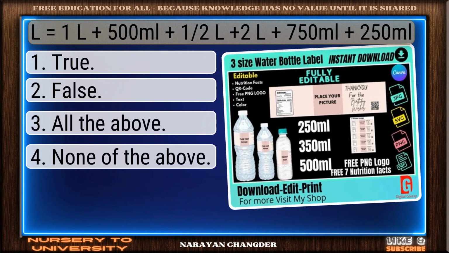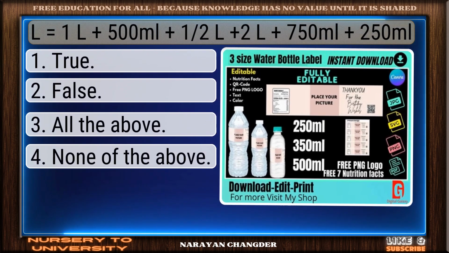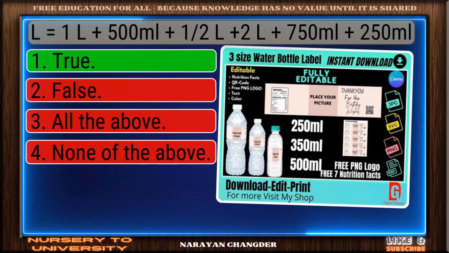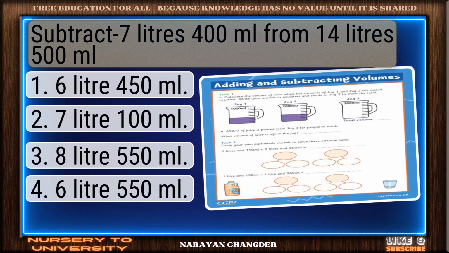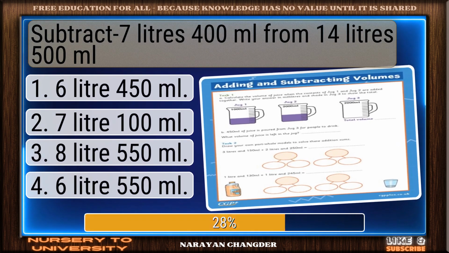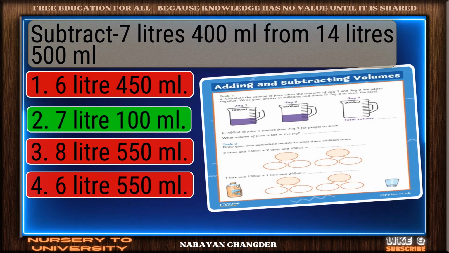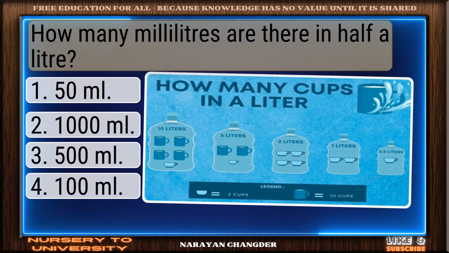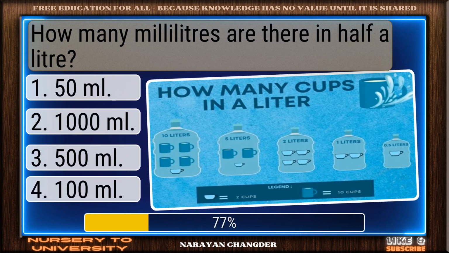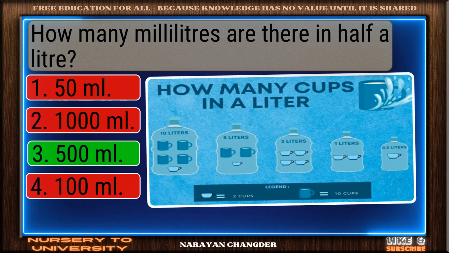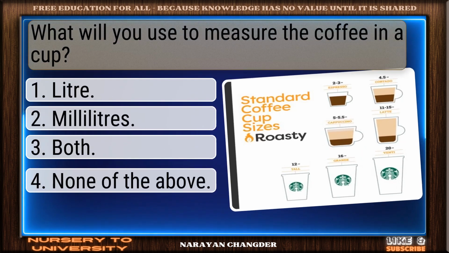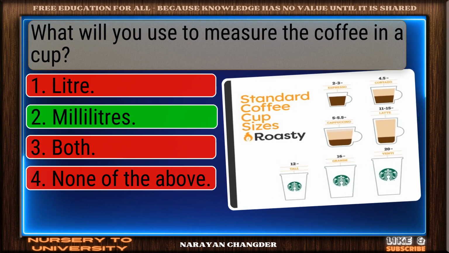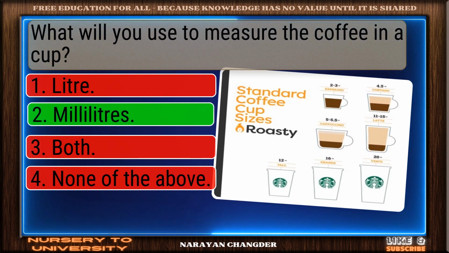1 L equal to 1 L plus 5 ml plus 1/2 L plus 2 L plus 750 ml plus 215 ml. Strong choice. True is the right answer. Subtract 7 liters 400 ml from 14 liters 500 ml. Bravo. 7 liter 100 ml is the answer. How many milliliters are there in half a liter? Excellent choice. 500 ml is the right answer. What will you use to measure the coffee in a cup? Valid point. Milliliters is true.